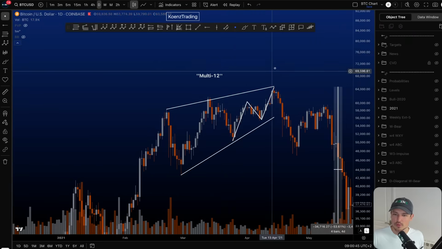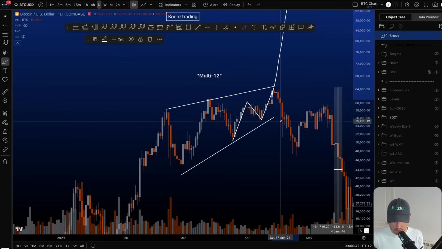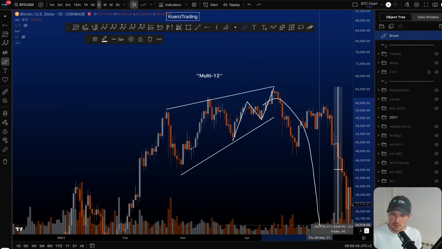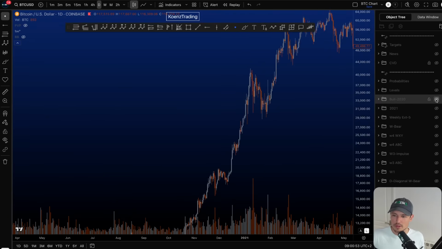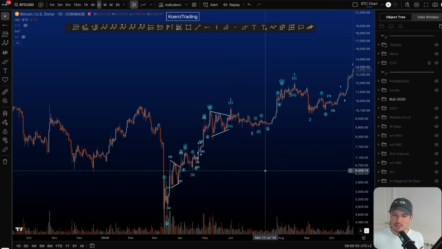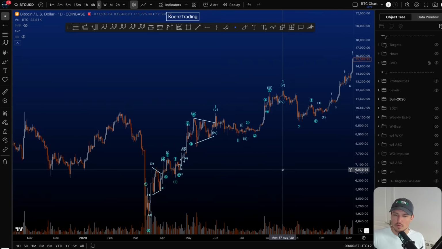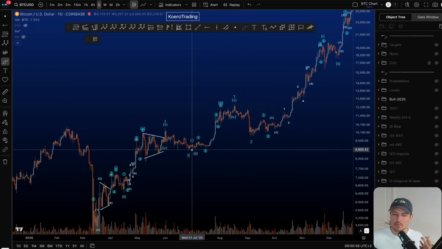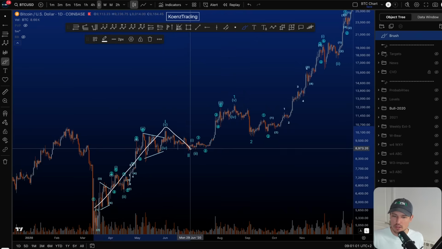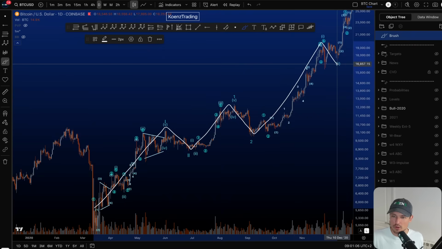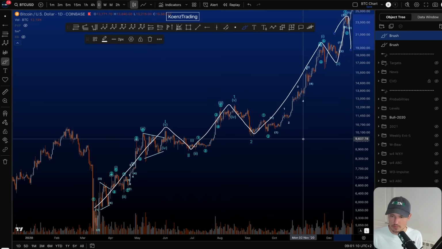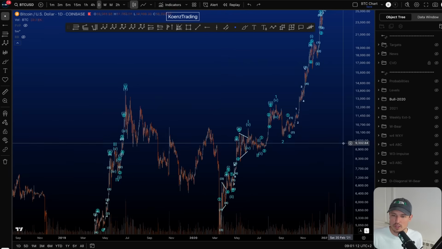And it's not a multi-1, 2, right? We didn't move towards the upside. Instead, we went to the other side. A multi-1, 2 is preferably something that you see at the beginning of a motive wave, the beginning of a bigger impulse. You have your wave 1, your 2, your 1, your 2, the final 1, 2 in the previous 2021 bull market, and then boom, there you go, and then you start with your wave 3.